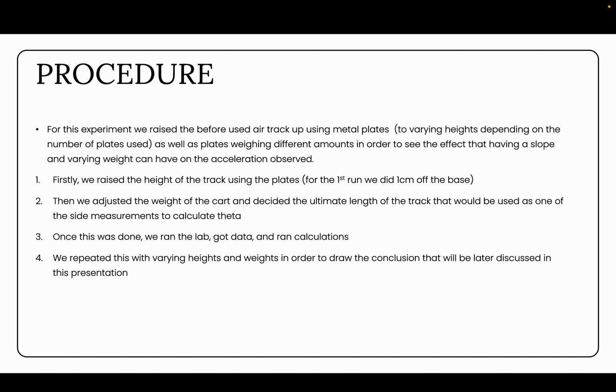Then we adjusted the weight of the car and decided the ultimate length of the track that will be used as one of the side measurements to calculate the data. Once this was done, we ran the lab, got data, and ran calculations. We compared this with the variables height and weight in order to draw the conclusion that will be later discussed in this presentation.